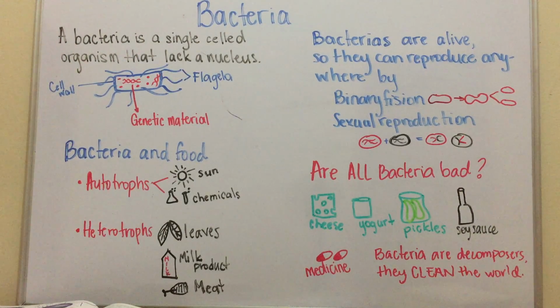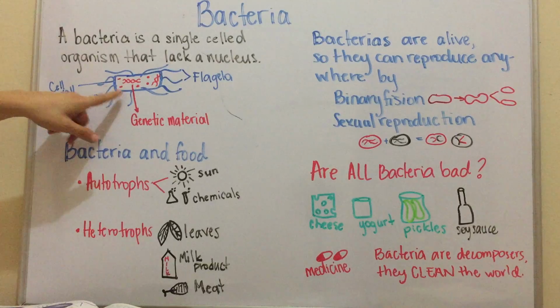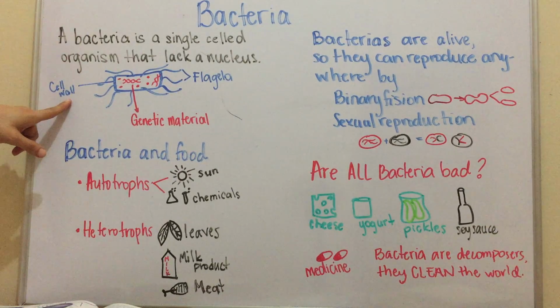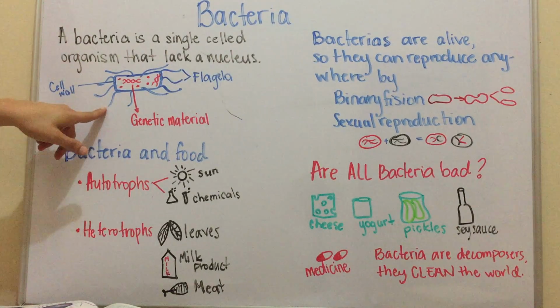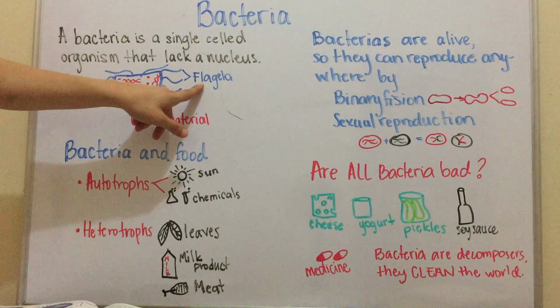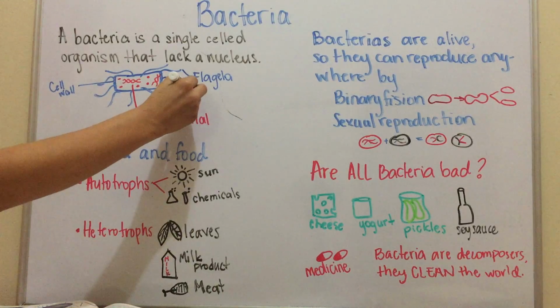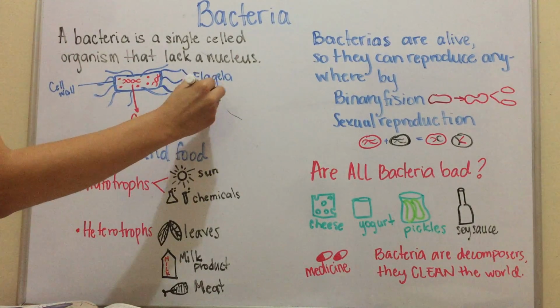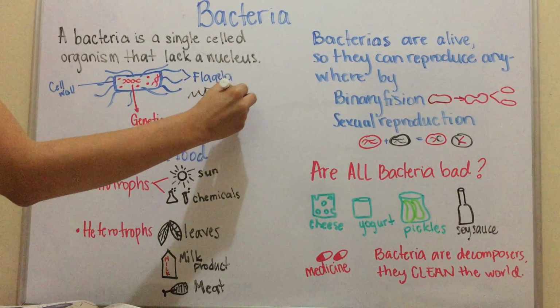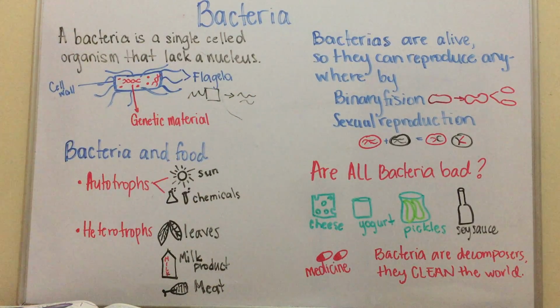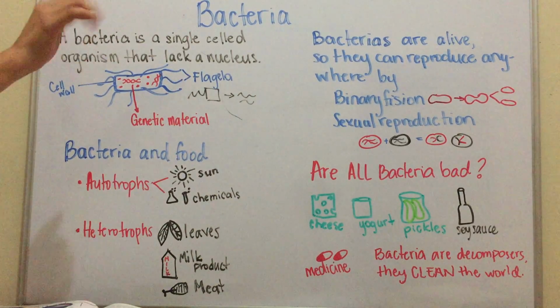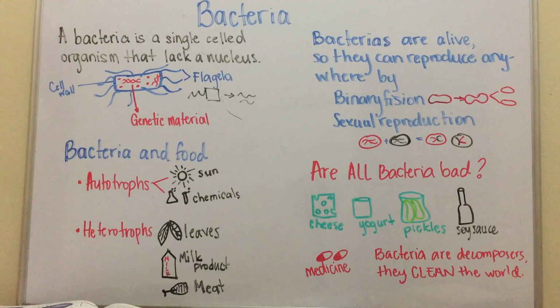A bacteria has a cell membrane, but it also has a cell wall that protects it. It has hair-like structures that are called flagella, and flagella help the bacteria move, all right? Flagella kind of make them swim. That's for them to move. And on the inside, they have their DNA or their RNA. So bacteria can multiply wherever they fall.